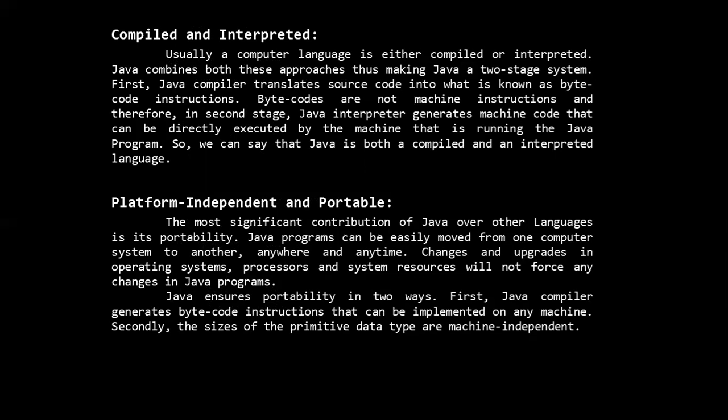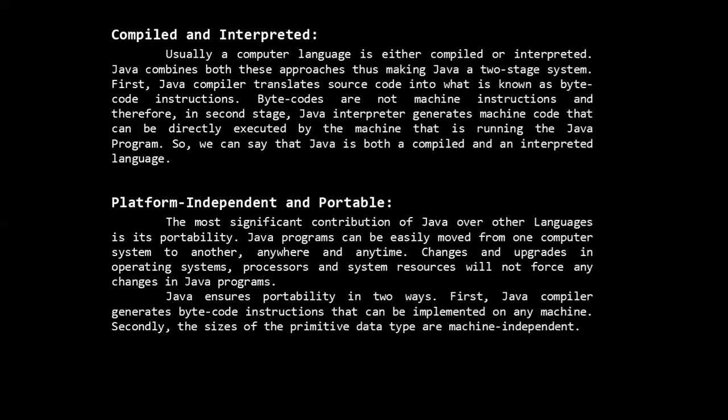Platform independent and portable. The most significant contribution of Java over other languages is its portability. Java programs can be easily moved from one computer system to another, anywhere and anytime. Changes and upgrades in operating systems, processors, and system resources will not force any changes in Java programs. This is the reason why Java has become a popular language for programming on Internet, which interconnects different kinds of systems worldwide. We can download a Java applet from a remote computer onto our local system via Internet and execute it locally. This makes the Internet an extension of the user's basic system, providing practically unlimited number of accessible applets and applications.